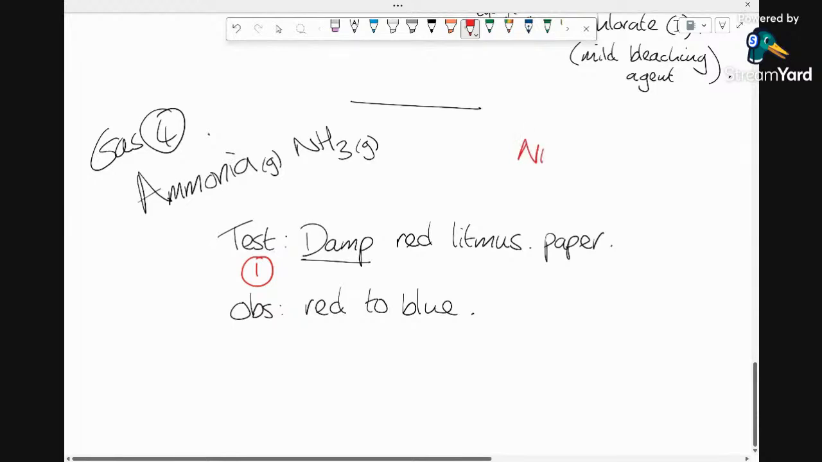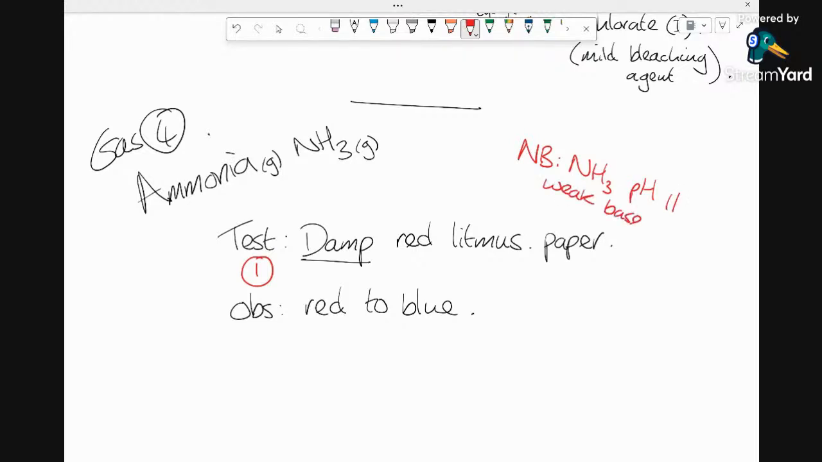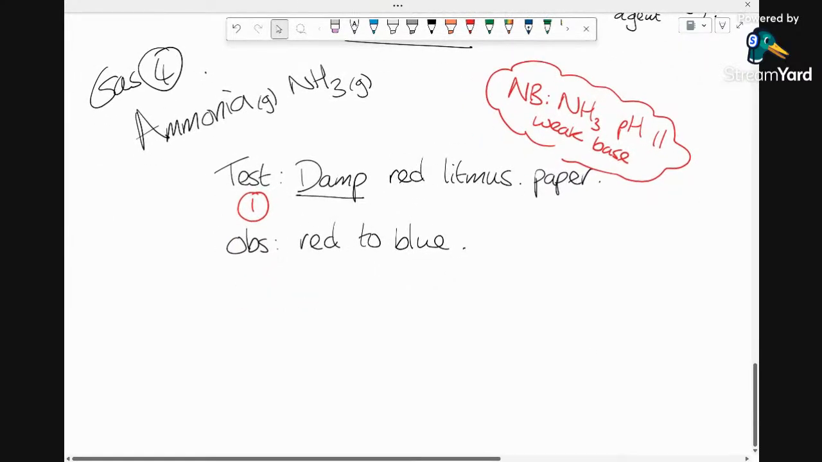We pick up a nota bene here, folks. Year 13 spoiler. Nota bene. NH3, ammonia, is pH 11. Weak base. Yeah, it's a weak base. Partially dissociated. We'll see that in our question in a second, by the way, which is kind of nice. So observation: red to blue.